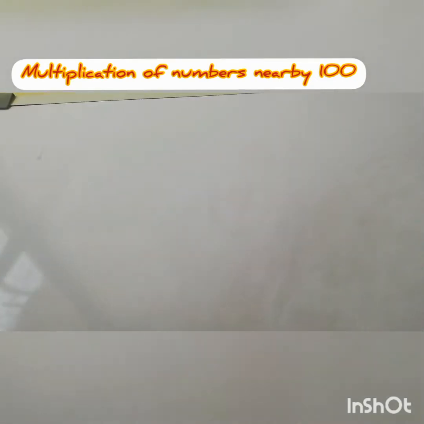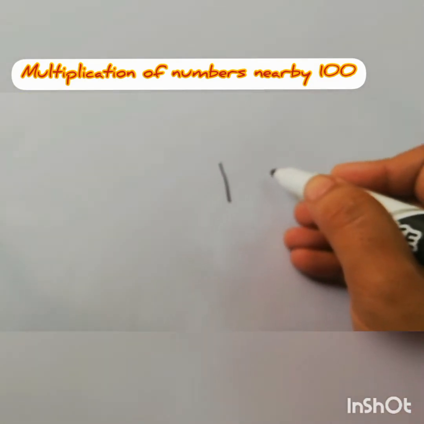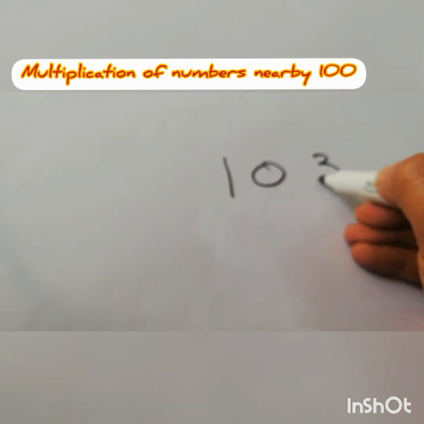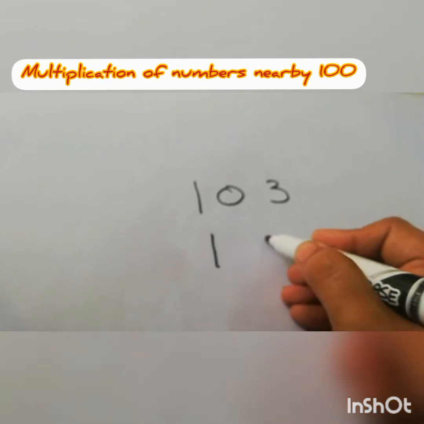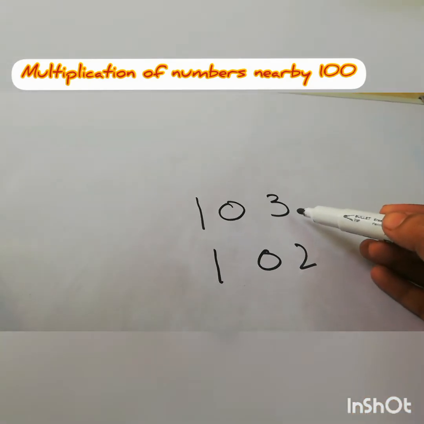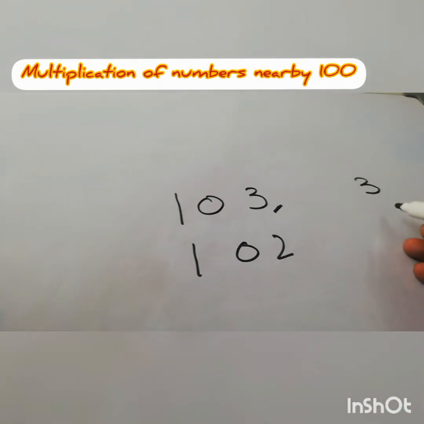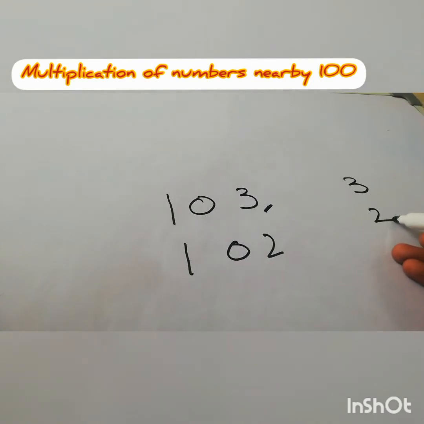Today I am going to share with you a very simple and very short trick of multiplication of numbers that are nearby 100. By applying this trick, you will be able to find the multiple of numbers that are nearby 100 also. For example, if I have to multiply these two numbers 103 and 102, I see that 103 is 3 more than 100 and 102 is 2 more than 100.